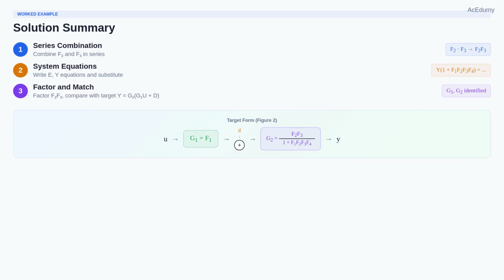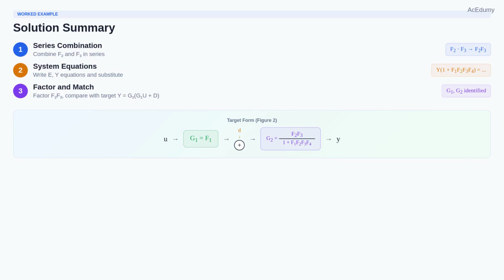We started with a block diagram containing F1, F2, F3 in the forward path, F4 in the feedback path, and the disturbance D entering between F1 and F2. In 3 steps, we found G1 and G2. Step 1. We combined F2 and F3 in series to get F2 F3. Step 2. We wrote the system equations and solved for Y. Step 3. We factored the result and matched it with the target form.